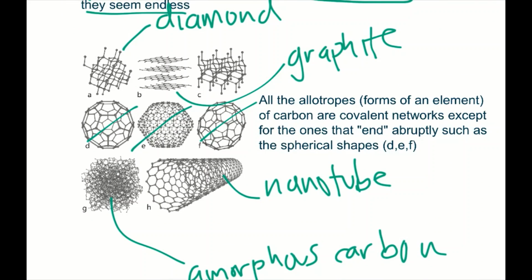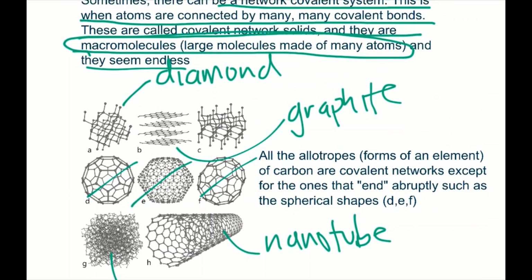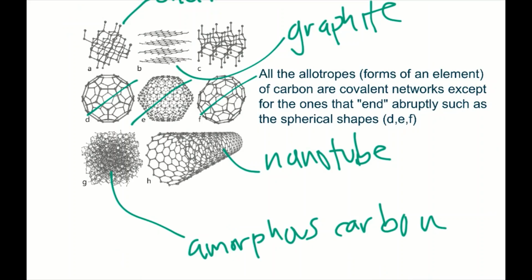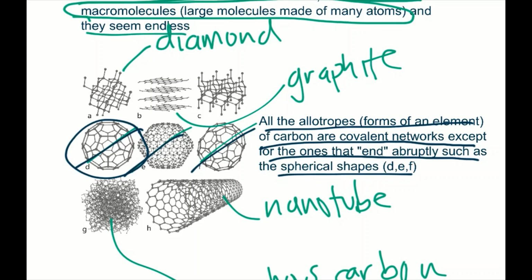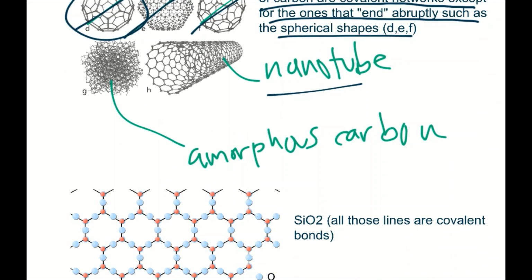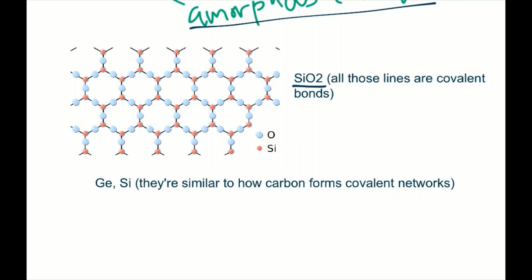So in this list, I want to introduce to you some of the compounds that form network covalents. So all of the allotropes of carbon are covalent networks except the ones that end abruptly, such as D, E, and F, since they are spheres and they end abruptly. So your covalent network compounds include diamond, graphite, nanotubes, amorphous carbon, silicon dioxide, and germanium and silicon, and these behave similarly to carbon.